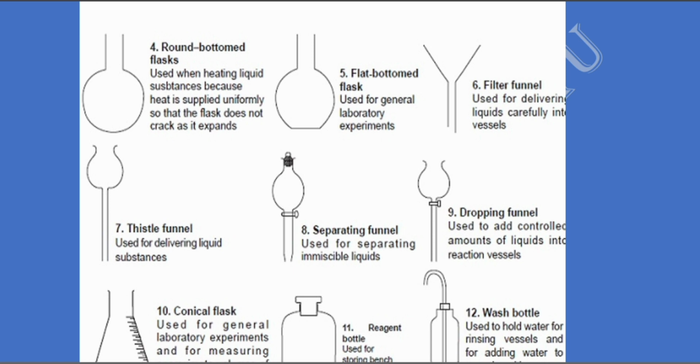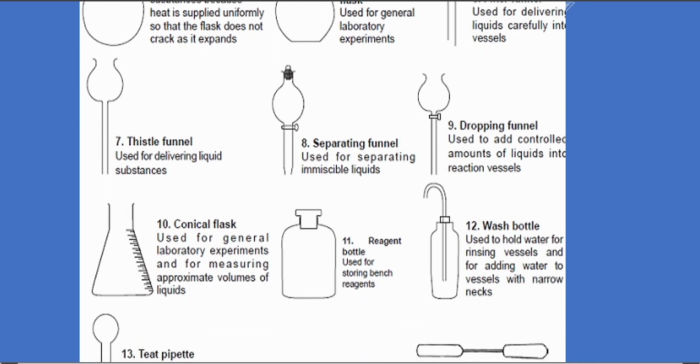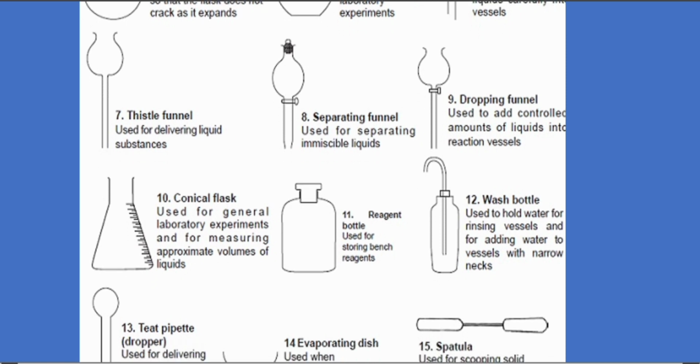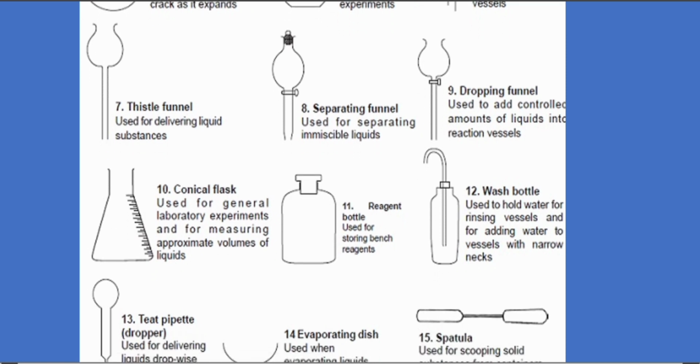So you can see the difference between the separating funnel and the dropping funnel. The separating funnel has a lid while the dropping funnel has no lid, but they all have taps. We have the conical flask, used for general laboratory experiments and for measuring approximate volumes of liquids. We have the reagent bottle, used for storing bench reagents.